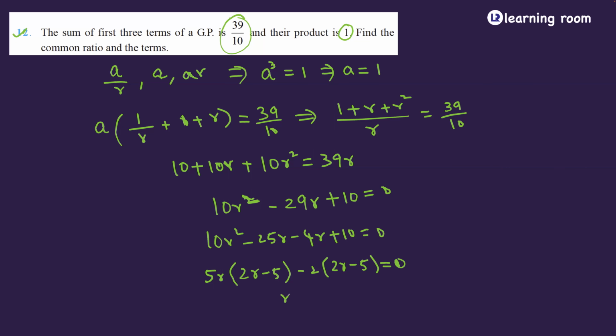So 5R minus 2 into 2R minus 5 is equal to 0, which implies R is equal to 2 by 5 or 5 by 2. So R will be either 2 by 5 or 5 by 2.